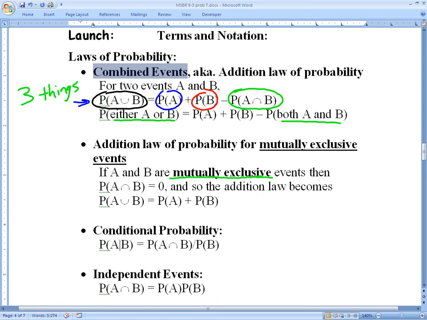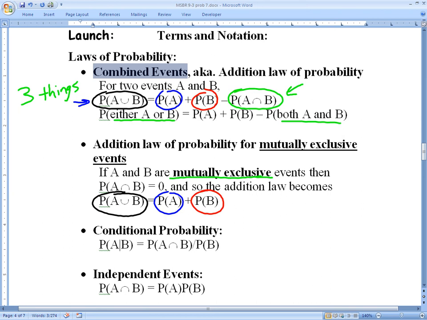this formula. You'll notice that this formula is very similar to the one above it, the combined events formula. It still has the probability of A or B. It still has the probability of A. It still has the probability of B being added on. The only thing that's missing is the part that I circled above in green, which is the probability of A and B. Why is that not included in this formula?